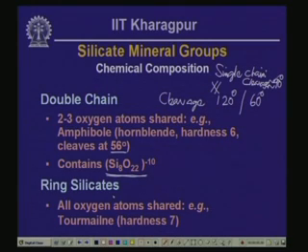Then we move on to ring silicates. There is a mistake here: 2 of the oxygen atoms are shared in case of ring silicates, and one of the examples of a ring silicate is tourmaline, and tourmaline has got a hardness of 7, if you recall.